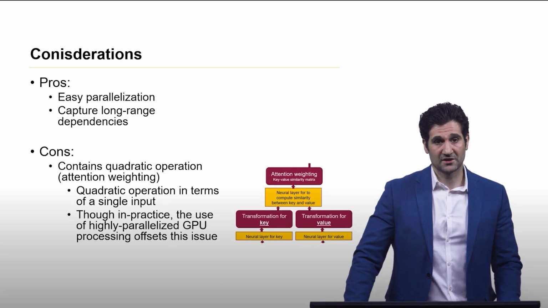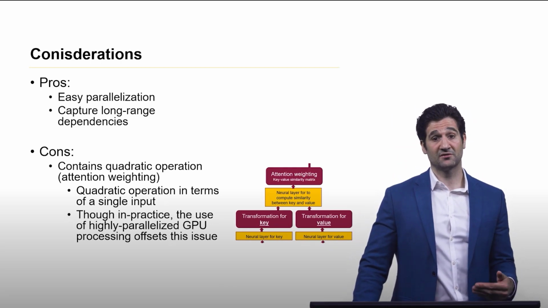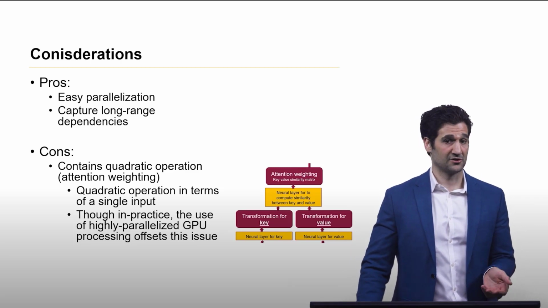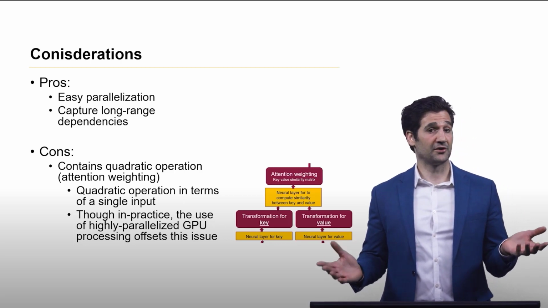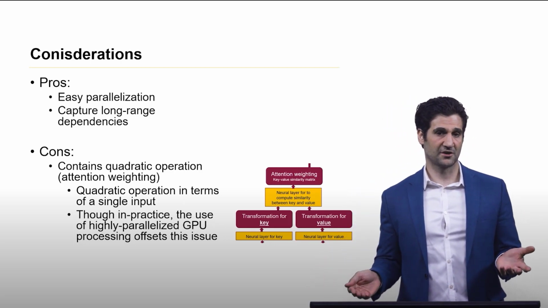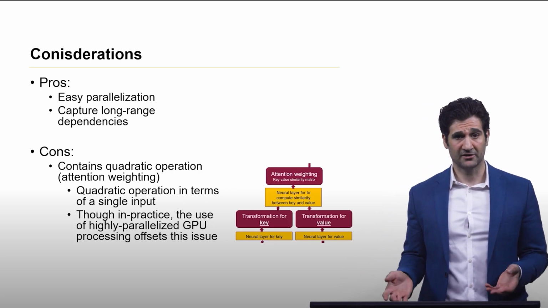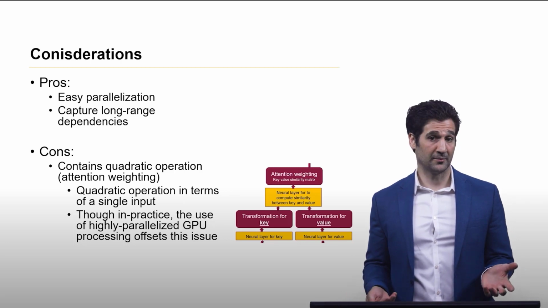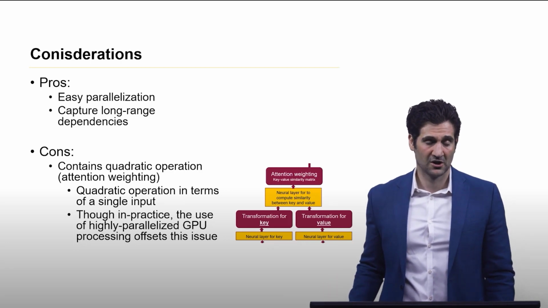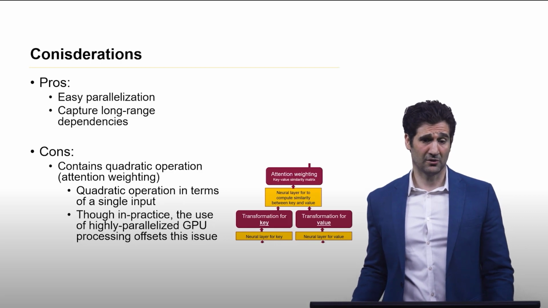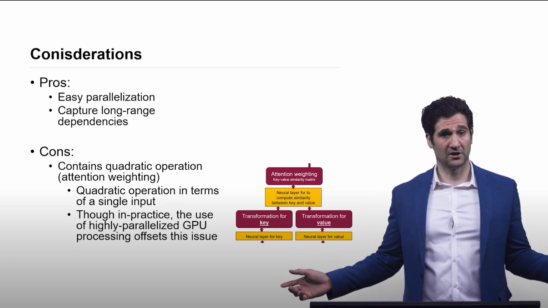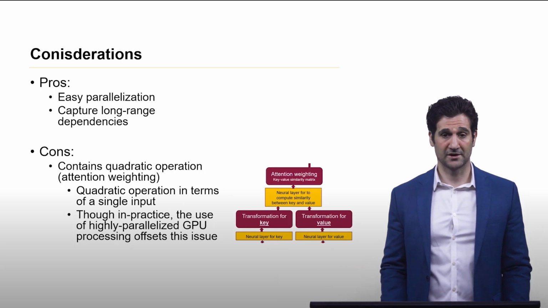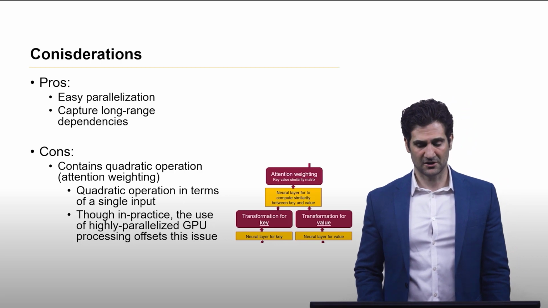Now, probably the biggest downside of transformer architecture is it involves a quadratic operation because of this similarity matrix. You're comparing all the inputs with itself, essentially, and that's a quadratic computation. Now, in practice, this doesn't turn out to be such a big deal because of the ability to parallelize, especially through GPUs. But bear in mind, we wouldn't want the sequence to be unruly lengthy, because that would lead to very expensive computation in the attention weighting.